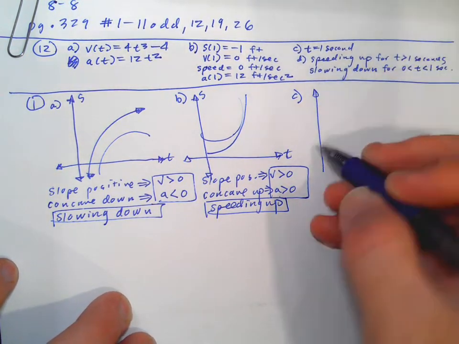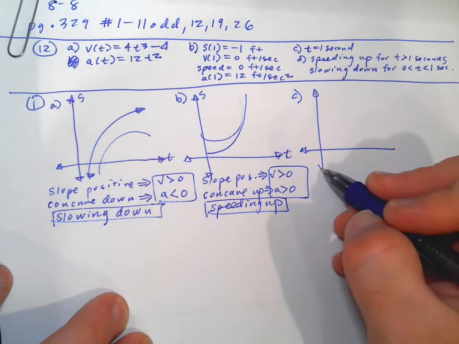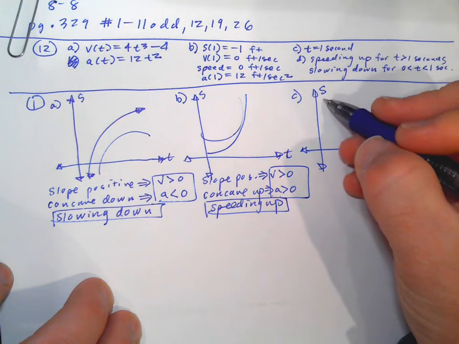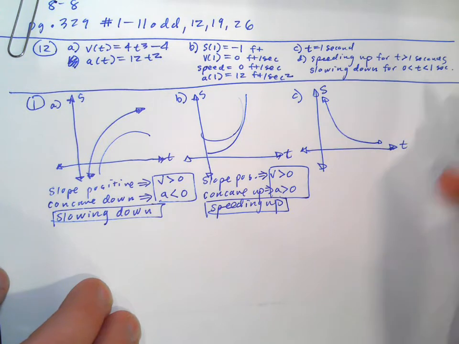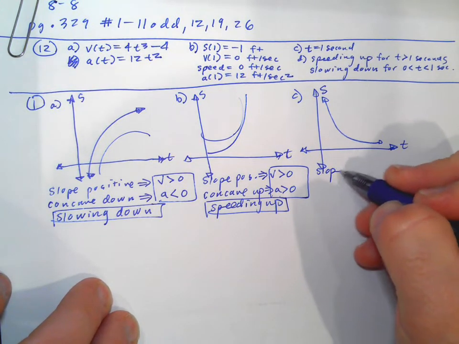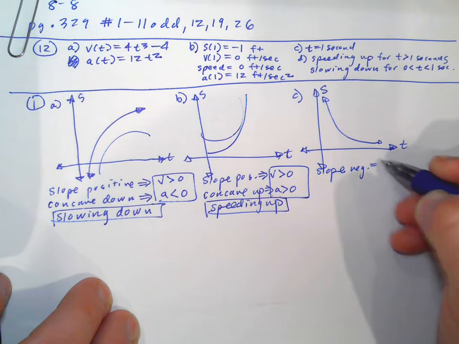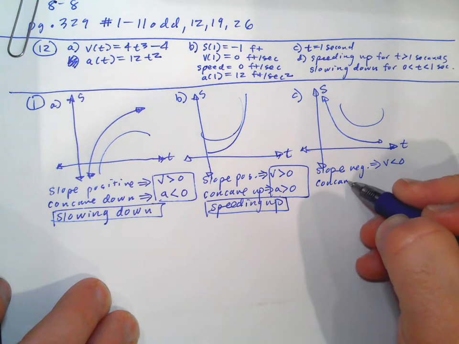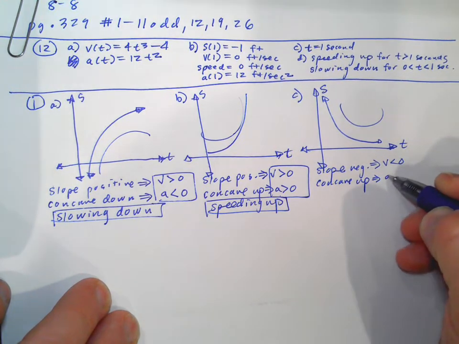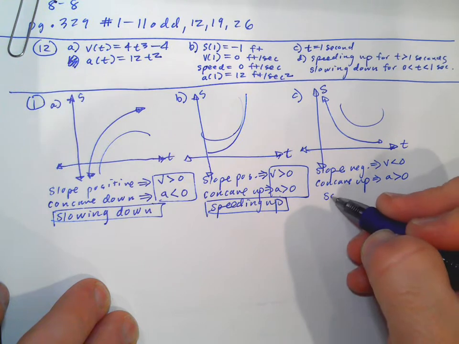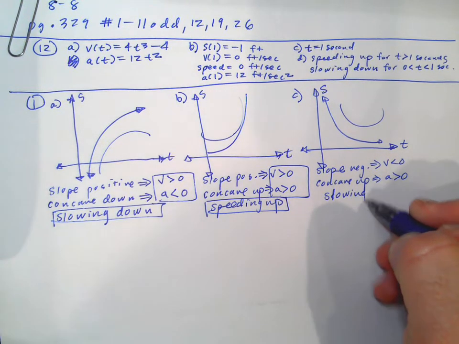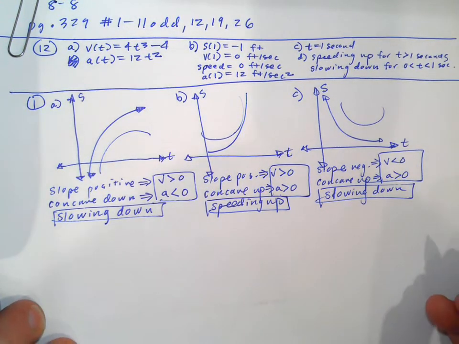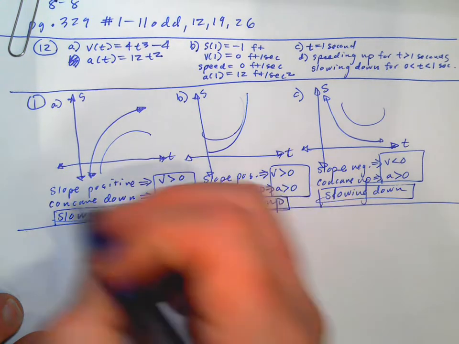C, third graph. So this is just trying to ask you the basics of these. Another position curve looks like this. So the slope is negative on that graph, so that means the velocity is going to be negative. It's concave up, so that means the acceleration is positive, and since they're acting in different directions, the particle is slowing down. So that's that. That's number 1, ABC.